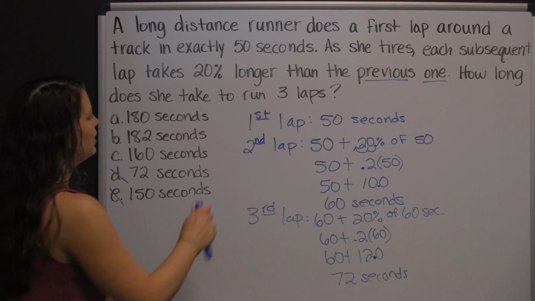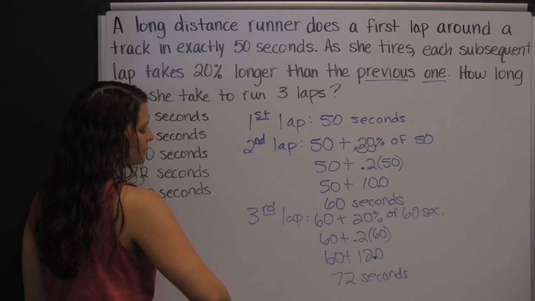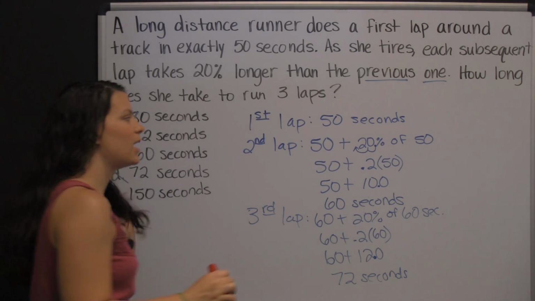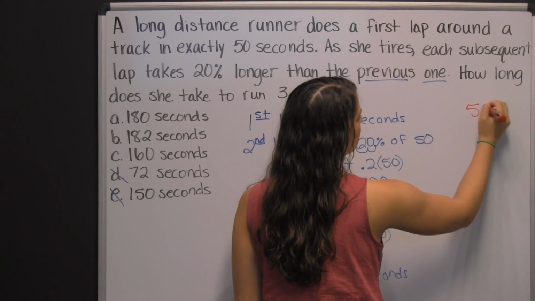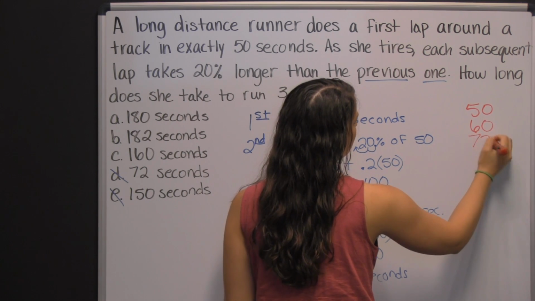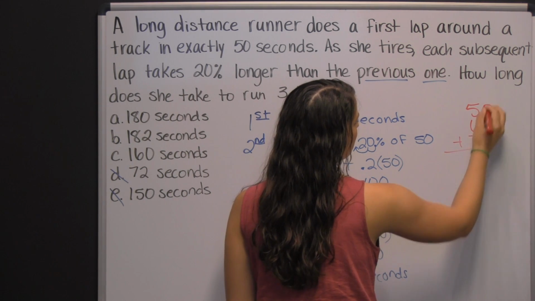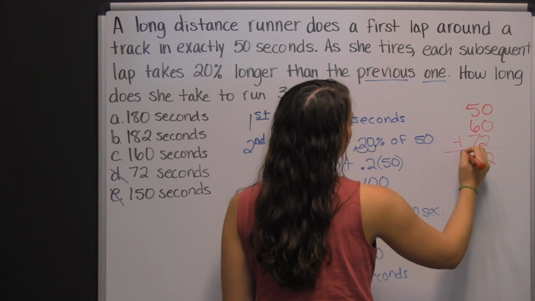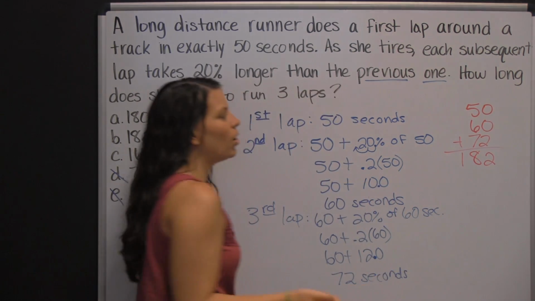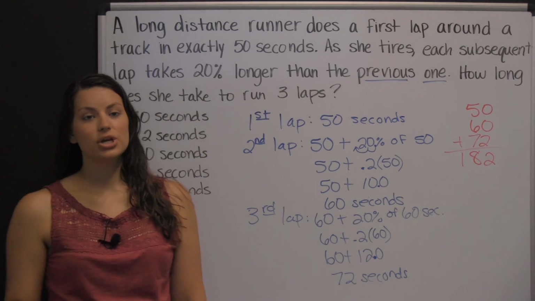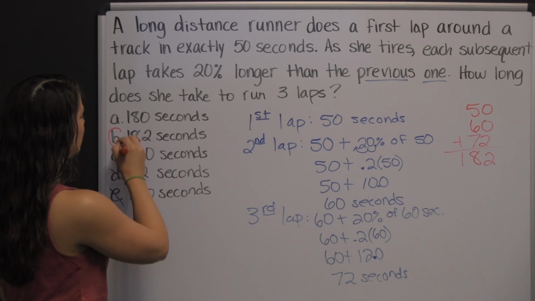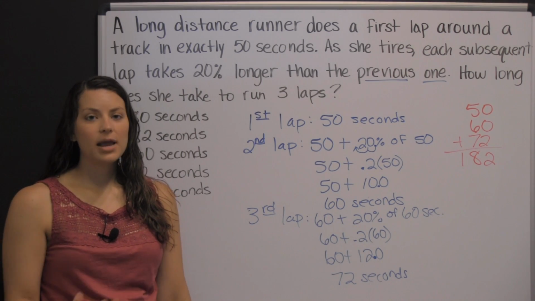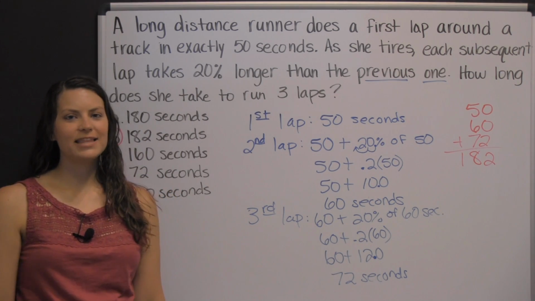Now, since we're finding how long it took her to run all 3 laps, we need to take each one of these times and add them together. So we have 50 for the first lap, 60 for the second lap, and 72 for the third. That's 2. 7 plus 6 is 13, plus 5 is 18. So it took her 182 seconds to do all 3 laps. Answer B. So this is just one example of the type of problem you're going to see when you take the GED.